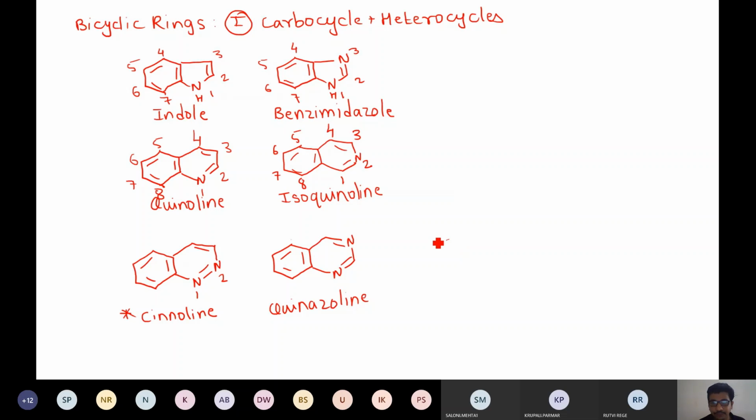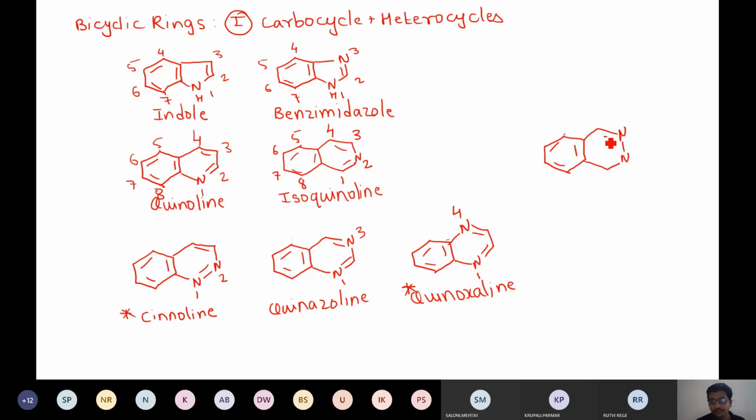Okay. Now, if I shift this to 1, 4, what do you think is the name of this particular ring? Nitrogens are at 1, 4. This was 1, 3. Quinoxaline. Correct. Only one person answered, so I guess everyone else is confused. So I'm putting an asterisk here. Nitrogens at 1, 4 is called quinoxaline. And the last possibility, that someone already told the name, is nitrogens at 2 and 3. This is nothing but phthalazine. So I am putting a star mark here also. Since you are confused between phthalazine and cinnoline, I am putting a star mark.